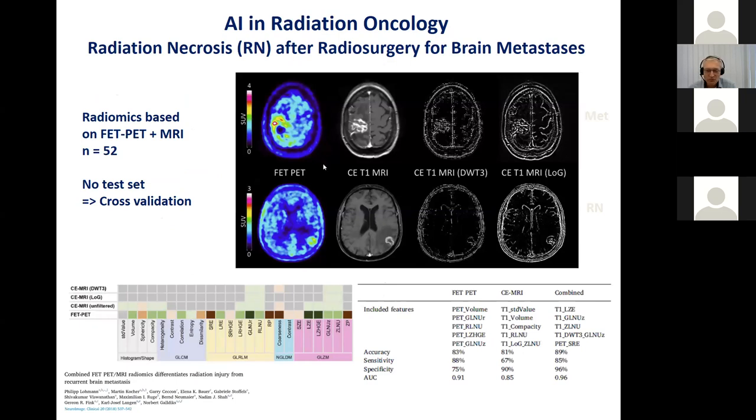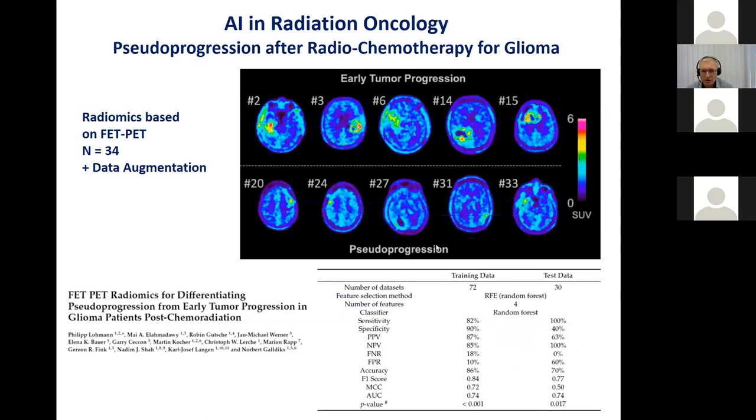So this is a patient who had radiosurgery. And after radiosurgery, we see these imaging changes. And actually, it's very difficult to find out whether this is a radionecrosis or a recurrence. We did a radiomics analysis based on FET PET and MRI. And to be short, if we take the five most predictive features from both modalities, we get an AUC of above 95%. So this can be done. And this is a comparable kind of analysis where we looked at pseudoprogression, and also the combination of FET PET and MRI gave the best results for predicting this event.